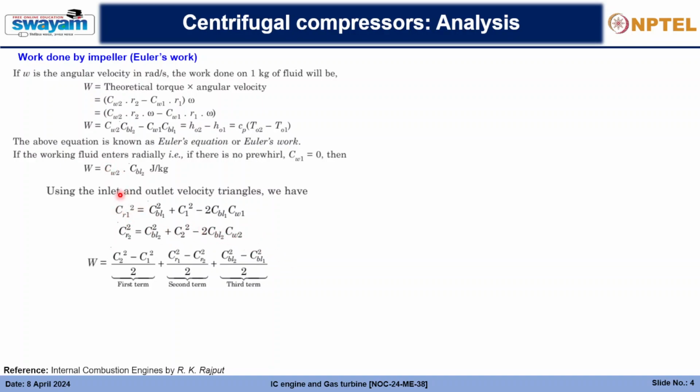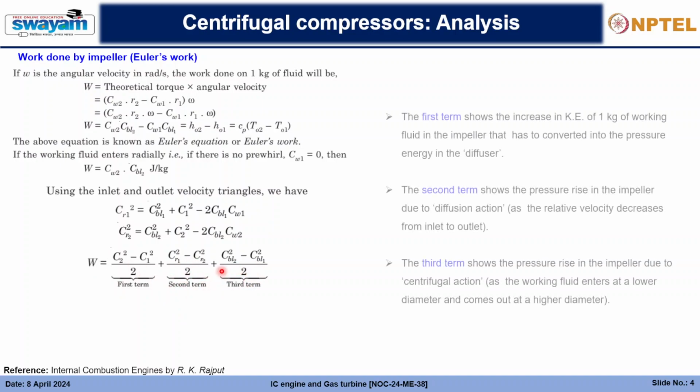So if we combine all this, we will derive Cw2 and Cw1 and put that in this equation. So we will get to know that the work done is associated with all the velocities in this way. Here the whirl component is not there. The whirl component we will substitute from this formula, and we will get Cr1, C1 and Cbl1 together in this formula, and we will get to know how your Euler's work is associated to all these velocity components. So this is the first term, second term and the third term.